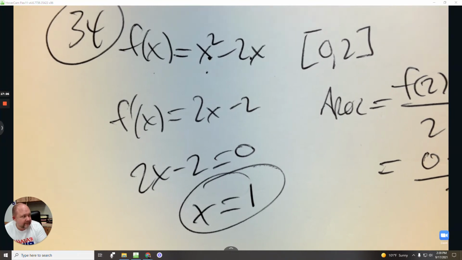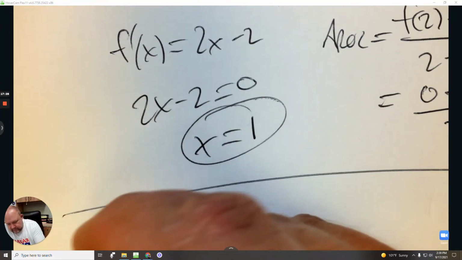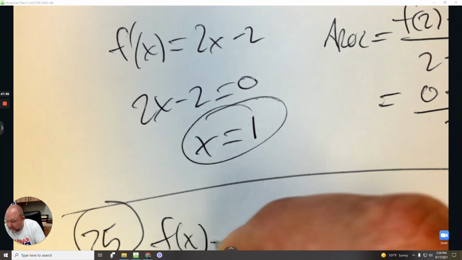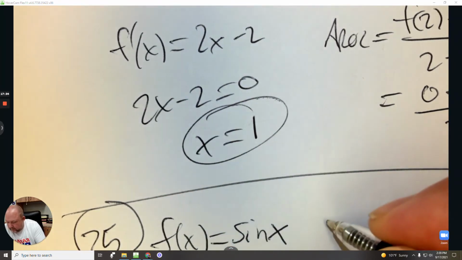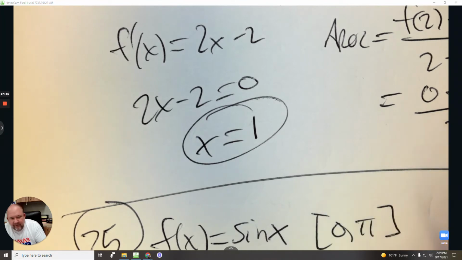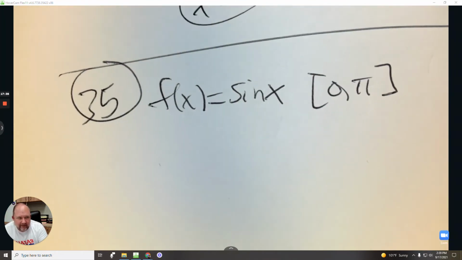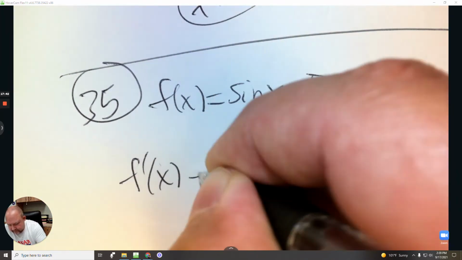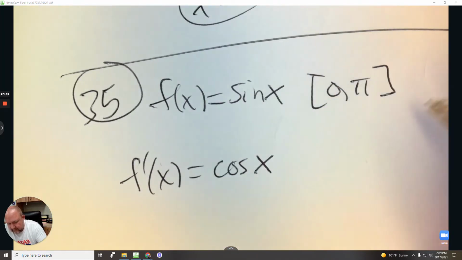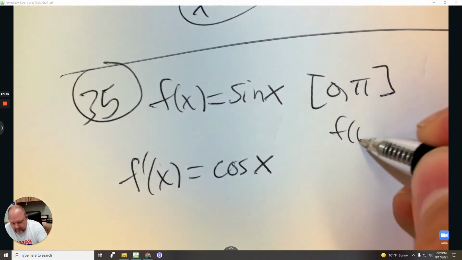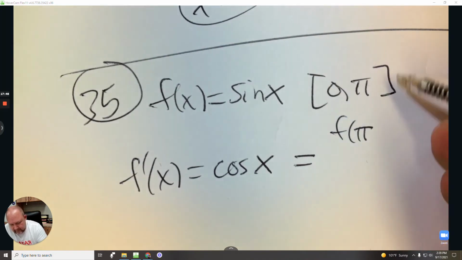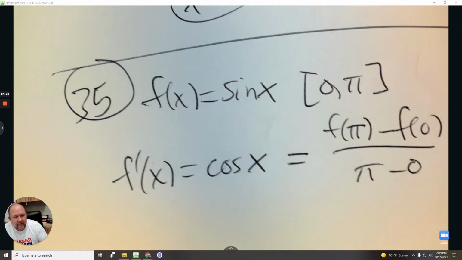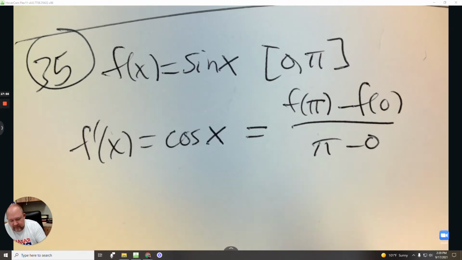35. I'm sure when you see trigonometry, you might be hoping that it doesn't apply. Sine is continuous and differentiable, so it does apply. So the derivative is cosine x. And then we have to make it equal to the average rate of change. So we're going to make them equal to each other.